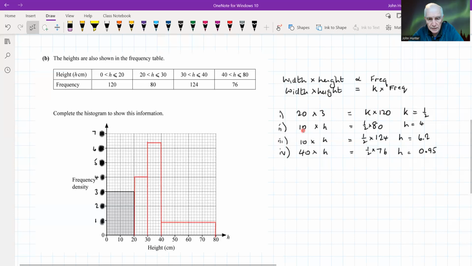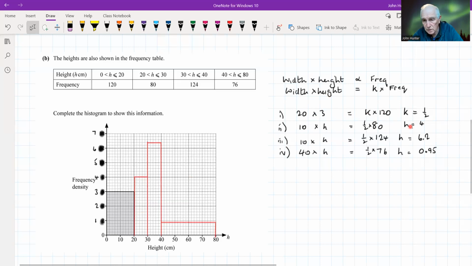So for the second class interval, the width is 20. You can see from there it's 20. So we're just looking at this block here. Well, let's just work here for the first one. So 20 times 3 equals k times 20. So that kind of just verifies the first one. Then the second one is the width of 10 times the height h, which we're trying to find, equals our constant of proportionality, k times the frequency. So we're just applying this little formula here, now that we know k, to the second class interval.